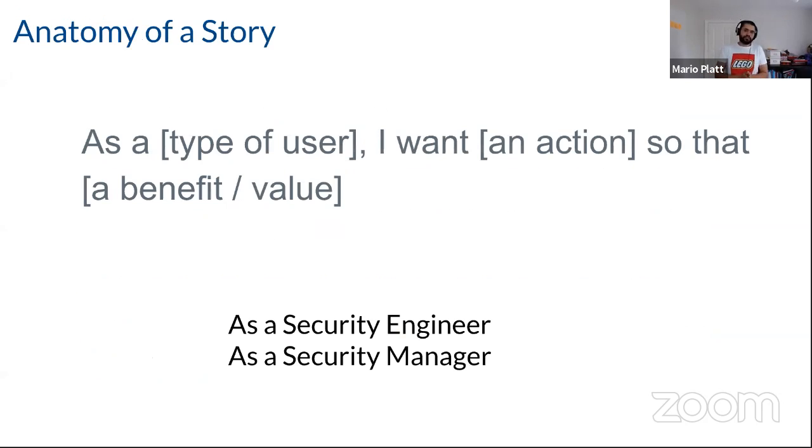Let's move on then. So the anatomy of a story. A story starts with this simple structure, right? As a type of user, I want an action so that there's a benefit or a value, right? My proposal for how to approach these stories is that obviously you can write a story from any point of view, right? So you can talk about it from the perspective of the product owner. We can talk about it from the perspective of the security manager, the security engineer, the developer, whatever we want to, from the customer. We have lots of different ways of talking about security, generally speaking.